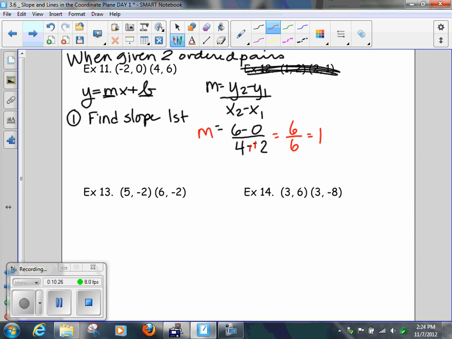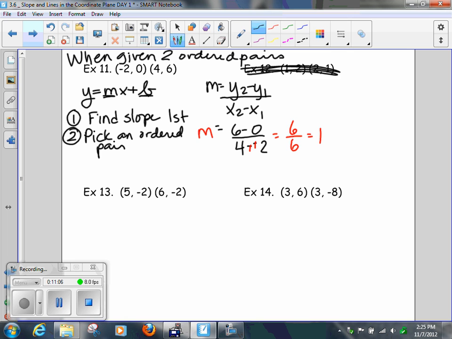Now, second step: pick an ordered pair. Now, folks, here's my word to the wise. Look at the 2 ordered pairs you're given. We're given negative 2, 0, and 4, 6, right? Which one's the easiest one to work with? The first one. Why the first one? Because it has a 0 in it. Anytime you see a 0, go for that ordered pair because it's less calculations, okay?